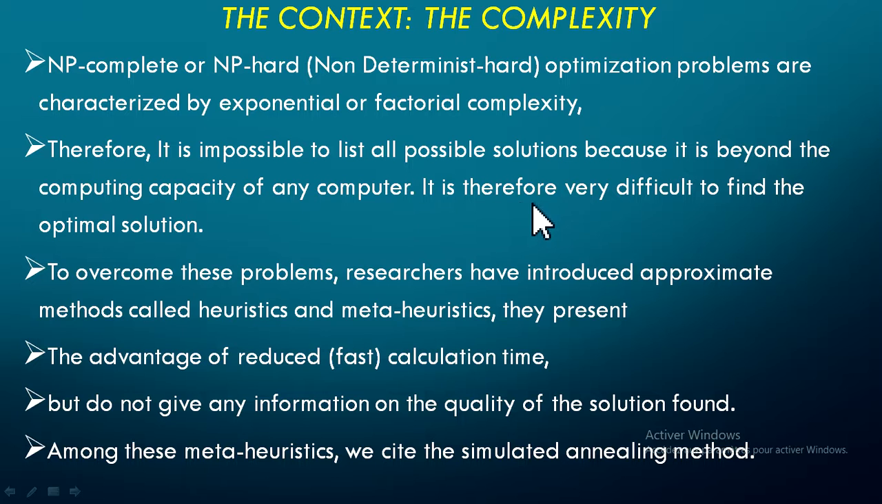It is therefore very difficult to find the optimal solution. To overcome these problems, researchers have introduced approximate methods called heuristics and meta-heuristics, which present the advantage of fast, reduced calculation time, but don't give any information on the quality of the solution found. Among these meta-heuristics we cite the simulated annealing method.